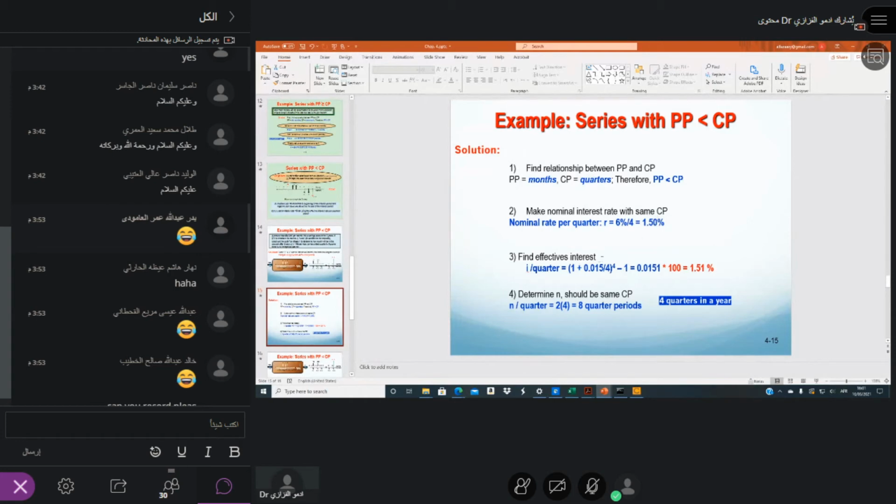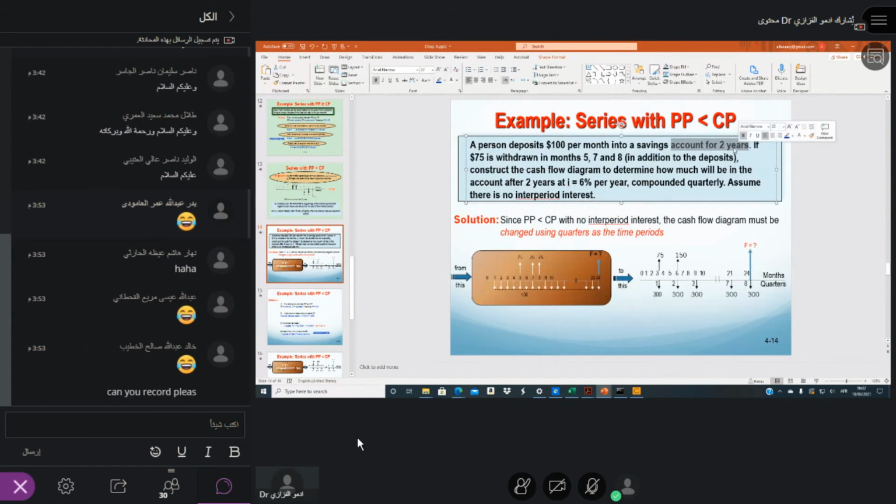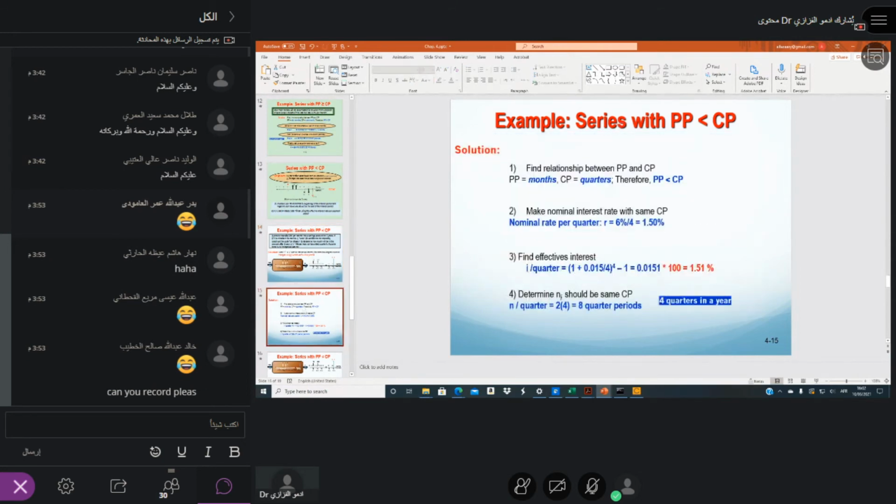And once you find this, if you remember our formula, you can convert your nominal interest into an effective interest rate using the nominal interest rate and then the number of periods, that is the quarter. You plug it in here, minus 1, and you have your effective interest rate. And once you determine the effective interest rate, now you need to calculate the N. The N should be the same as the compounding periods now. So the number of years, they said 2 years. They are asking for what will be in the account after 2 years. So that is what you need to convert.